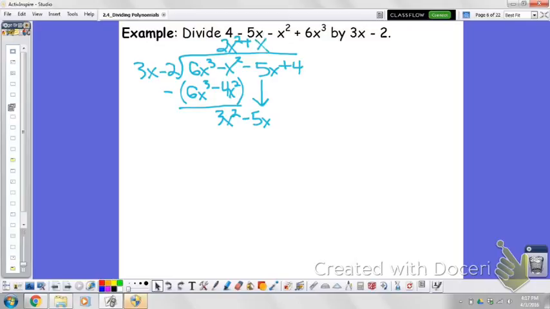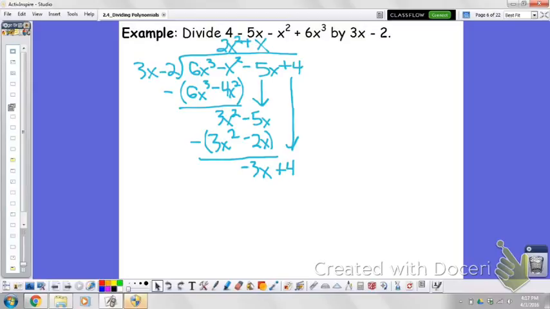Multiply x by 3x minus 2, I get 3x squared minus 2x. And I'm going to subtract that. Negative 5x minus negative 2x is negative 3x. And my 3x squareds will cancel out. Bring down the 4, and I get plus 4.